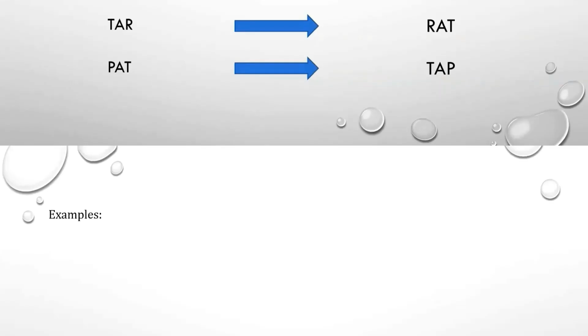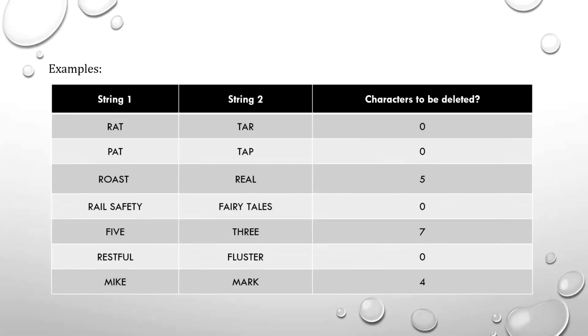Let's have a look at a couple more examples. So we know rat and tar, pat and tap are already anagrams, so we don't need to delete any character. How about if we are given two strings, roast and real? We know R and A are the only two letters which match with each other, and the rest of the letters don't. So we have to delete those characters so we'll have something to compare. If we delete 5 characters, we get R and A in both strings. So that could be an anagram.